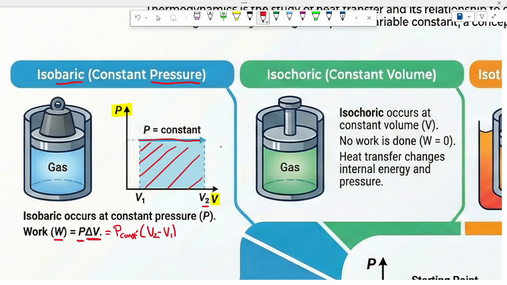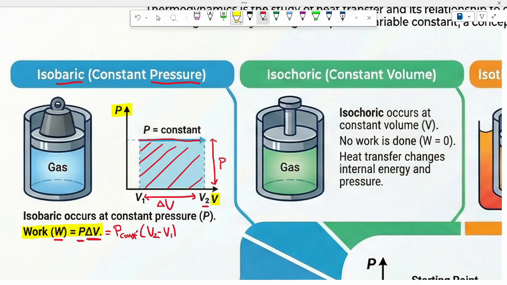And if you have to calculate it, you can look at it like your height is the pressure, your base is the change of volume, and you are simply calculating the area of a rectangle, height times base. Now, it's not quite simple in other ways, but it is really simple if all you want to do is calculate the work done during an isobaric process.